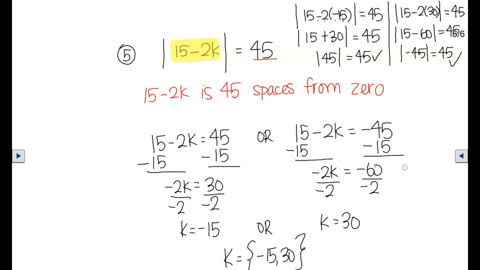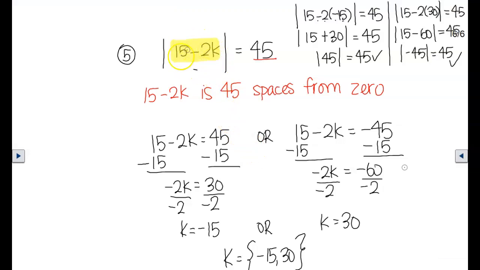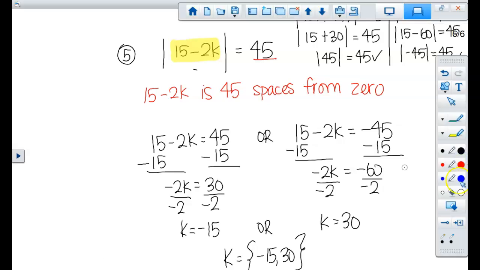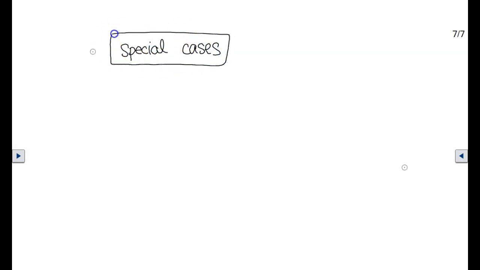So we've done 5 of these now, and hopefully you're seeing that in all 5 the pattern is the same. You look at what's between the absolute value bars and you see how far away it is from 0. And that tells you the 2 things that your expression inside the absolute value bars can be equal to. And you make those 2 equations and solve. Now, most absolute value equations, most, have 2 solutions, just like all of the ones that we've looked at here. But I do need to show you a couple of special cases before I leave you with this.